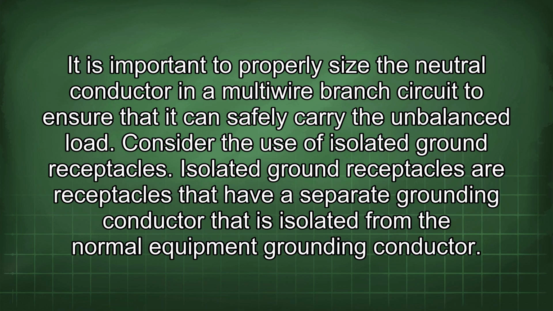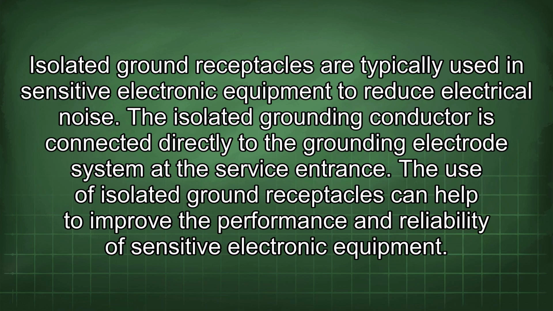Consider the use of isolated ground receptacles. Isolated ground receptacles are receptacles that have a separate grounding conductor that is isolated from the normal equipment grounding conductor. Isolated ground receptacles are typically used with sensitive electronic equipment to reduce electrical noise. The isolated grounding conductor is connected directly to the grounding electrode system at the service entrance. The use of isolated ground receptacles can help to improve the performance and reliability of sensitive electronic equipment.